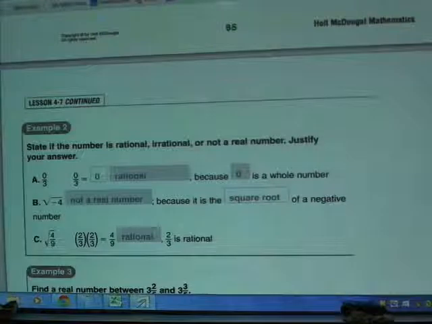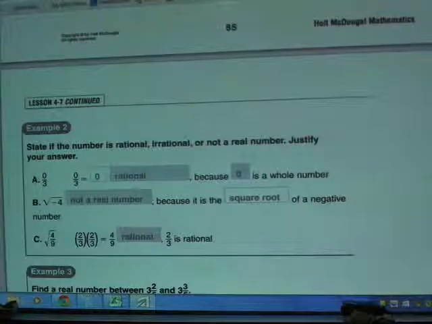In C, we've got the square root of 4 over 9. Remember, you can separate them and write it as the square root of 4 over the square root of 9. Well, those are both perfect square roots. Square root of 4 is 2, square root of 9 is 3, so this is the same as 2/3. Well, 2/3 is a fraction. Since it is a fraction, that does make it rational. So here you're going to say rational because it is something that can be written as a fraction.